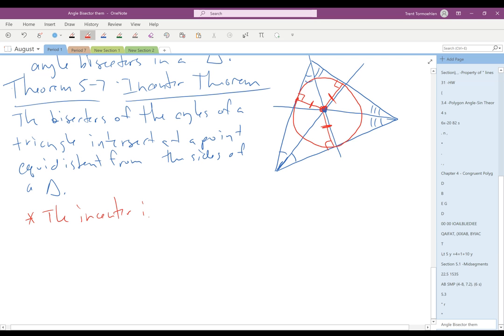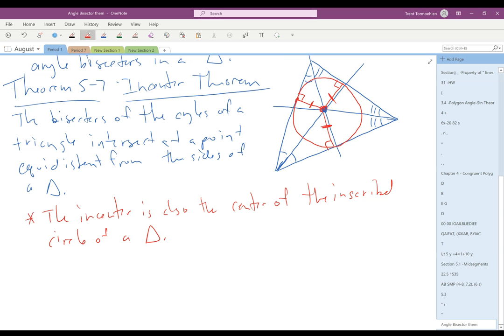So the incenter is also the center of the inscribed circle of a triangle. When you're inscribing a circle inside a triangle, make sure that you put the circle in a way that it touches all three sides. If it doesn't touch all three sides, then it's not an inscribed circle. Every triangle has an inscribed circle that you can create.